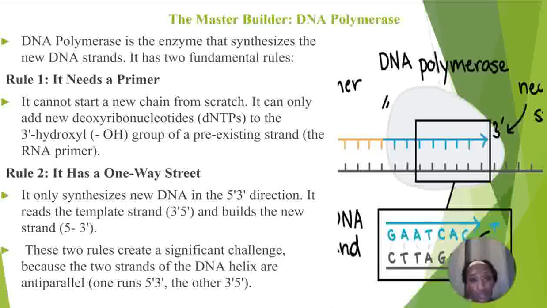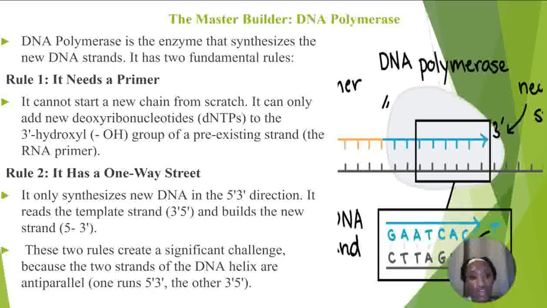So DNA polymerase is the enzyme that synthesizes the new DNA strands, and it has 2 fundamental rules. The first rule is that it needs a primer. It cannot start a new chain from scratch. It can only add new dNTPs, or deoxyribonucleotides, to the 3'-OH groups of a pre-existing strand, which is the RNA primer.